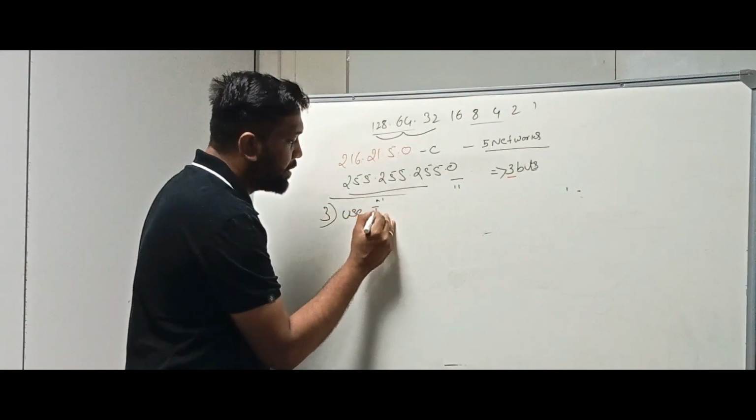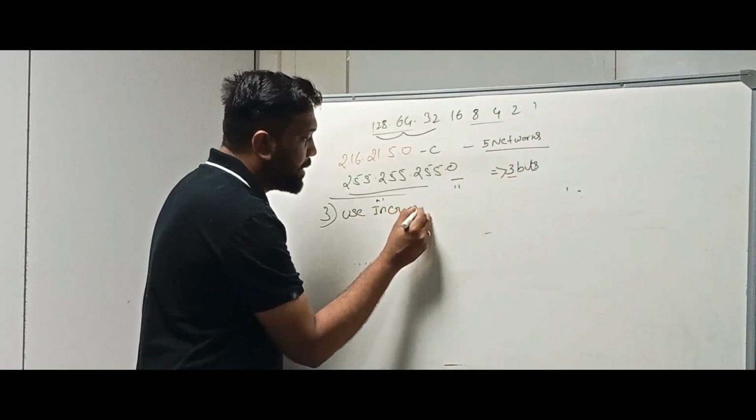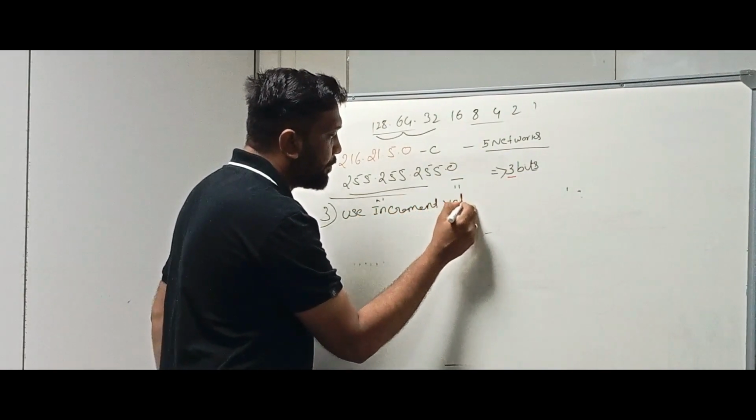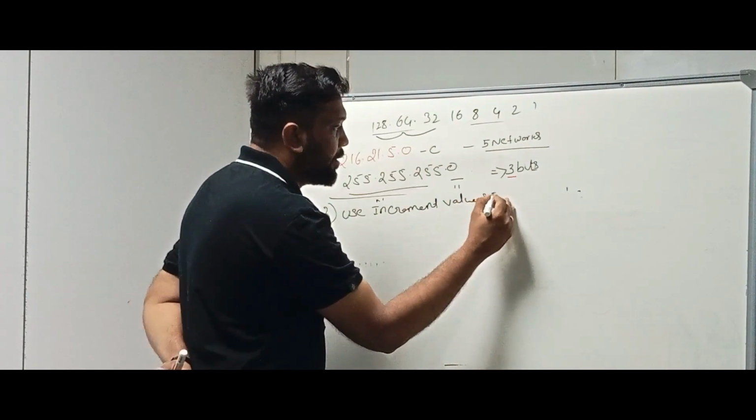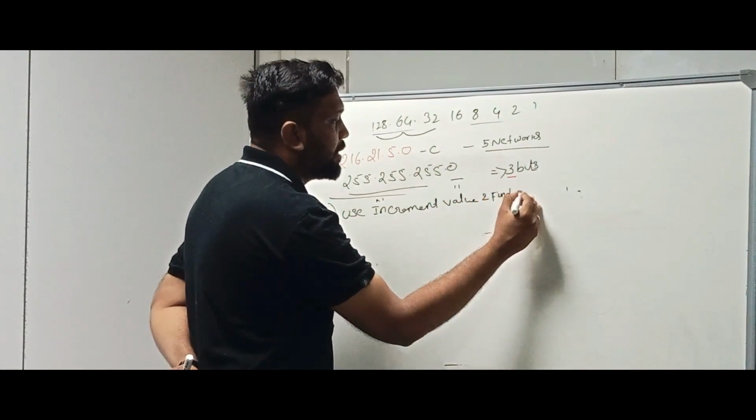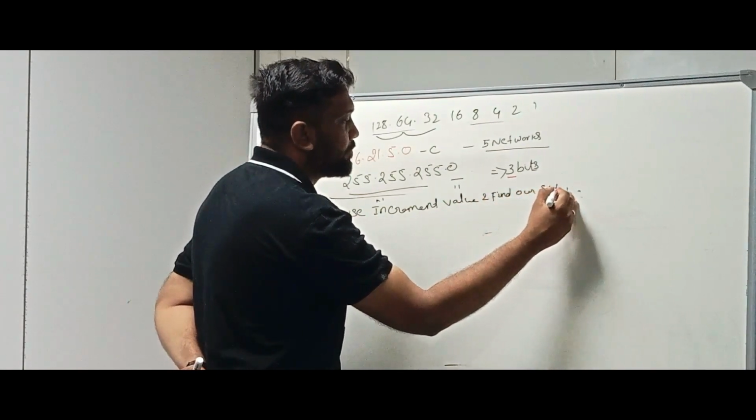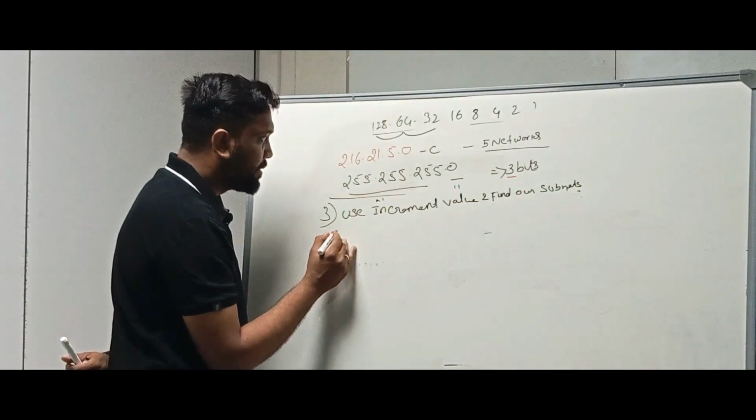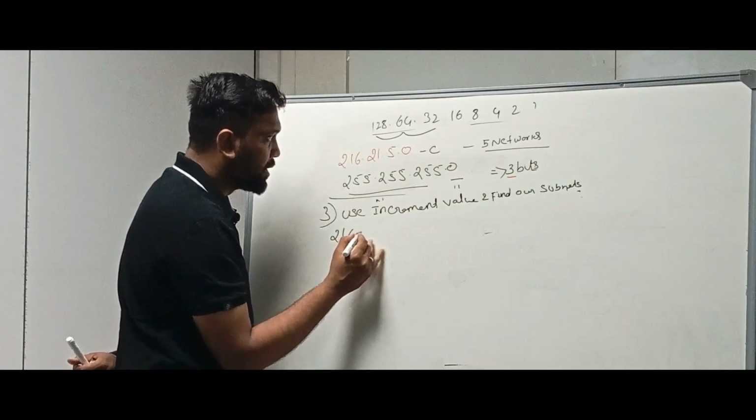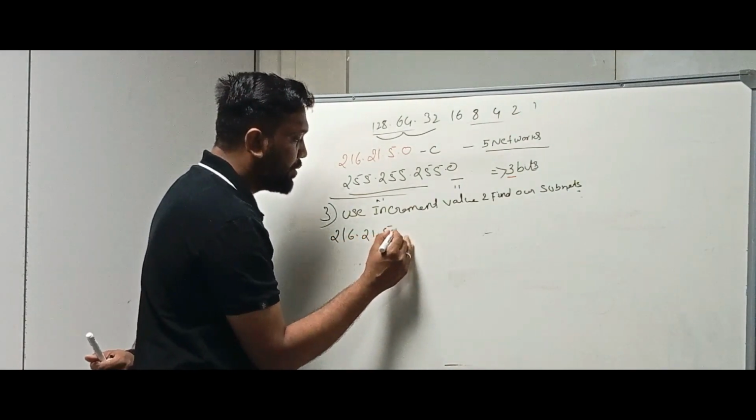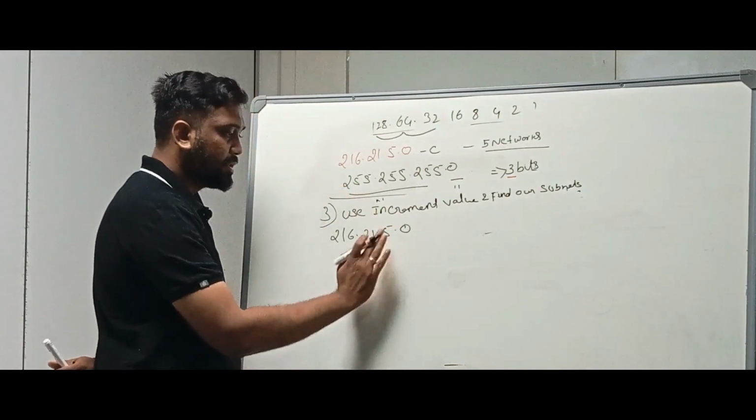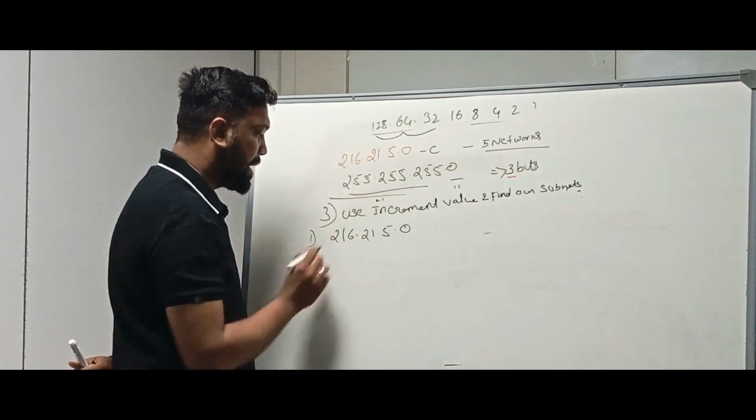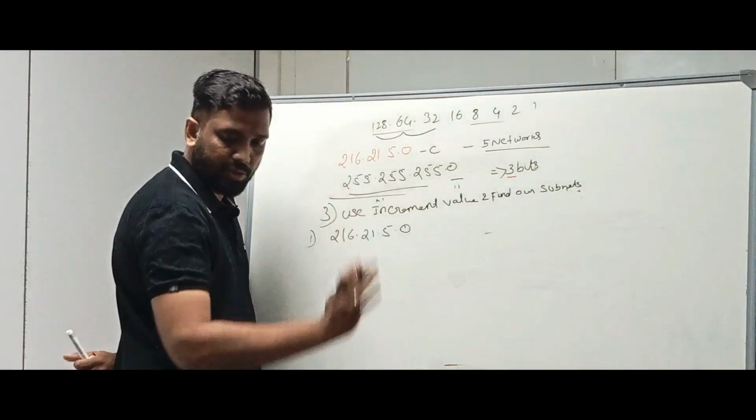Use increment value and find our subnets. Okay, let us start from the 216.21.5.0. This is my first network which I have, parent network. From there only we are going to divide it.